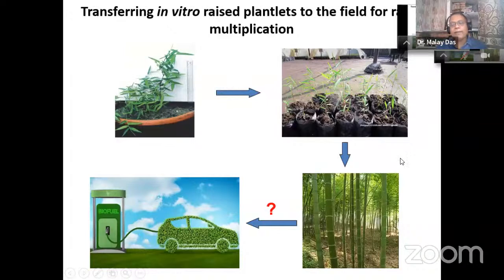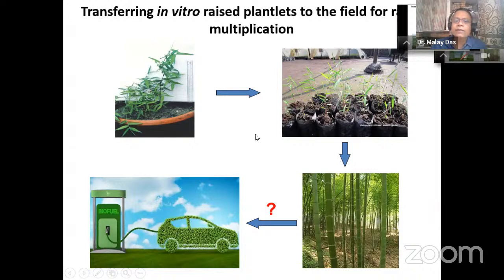So the idea is, now if we want to think about a large scale production, we need to propagate this elite genotype, which has been propagated by in vitro tissue culture method, in a large field area, and then try to standardize downstream methods like pretreatment or saccharification to ultimately convert this cellulose into bioenergy.